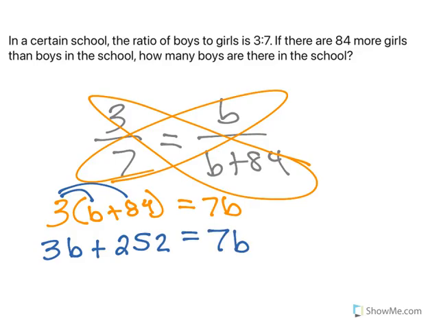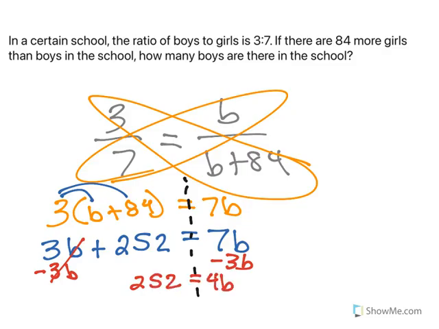We have an equation. So we know if we're going to solve an equation, we can do anything we want to one side, but we also have to do it to the other. So here, if I want to subtract 3B from both sides to get all of the B's on one side, I end up with 252 equals 4B. To get B by itself, I'm going to divide both sides by 4. So the number of boys is going to be 63.